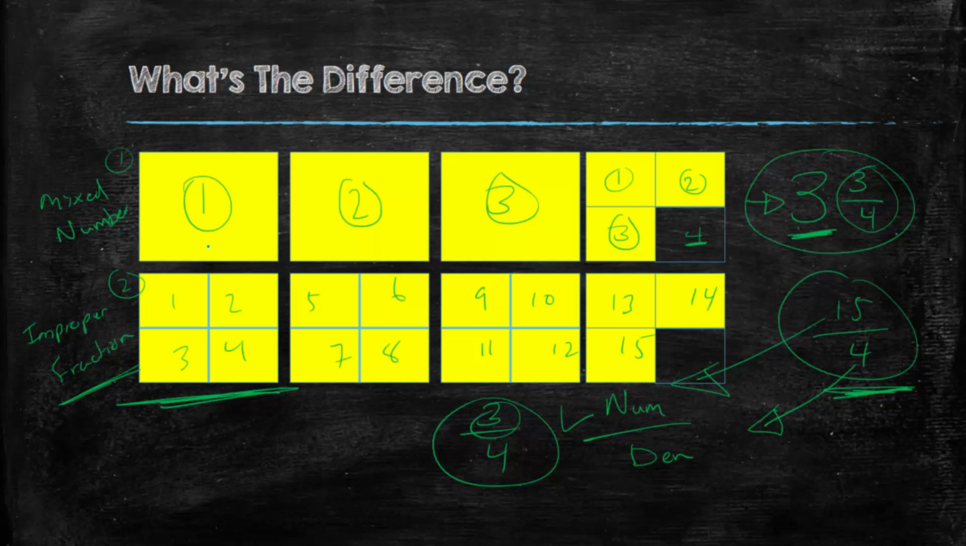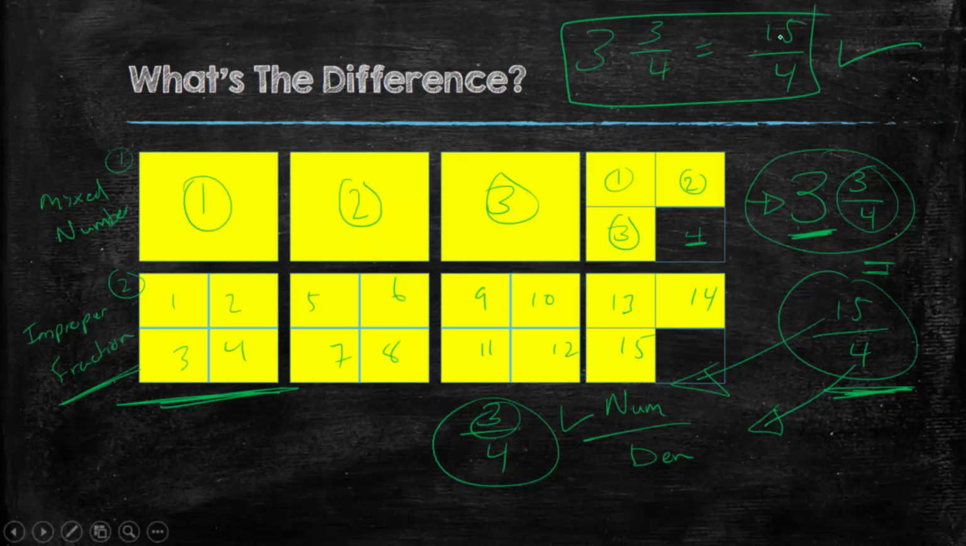So that's the difference between mixed numbers and improper fractions. Notice, however, these two diagrams essentially represent the same thing in that they have the same surface area highlighted. This improper fraction is equivalent to this mixed number. So these two are equal. If you were to write 3 and 3/4 equals 15/4, this would be a correct statement. These two are equivalent.